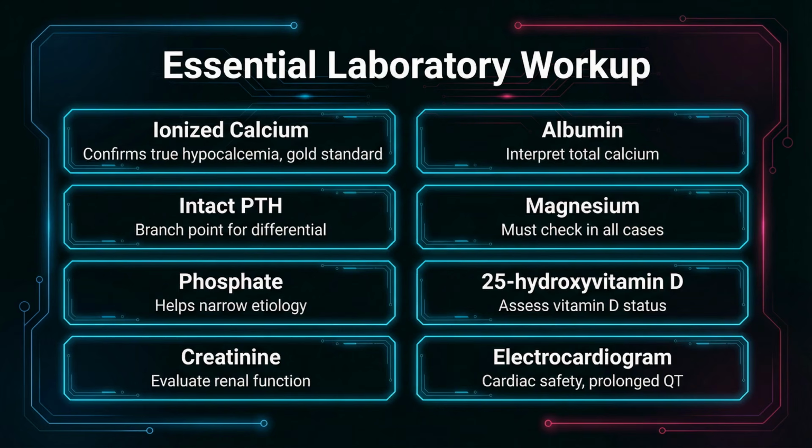Your essential laboratory workup should include ionized calcium to confirm true hypocalcemia, albumin to interpret total calcium, intact parathyroid hormone as your branch point, and magnesium, which must be checked in all cases. Also check phosphate to help narrow the etiology. Elevated phosphate points toward chronic kidney disease or hypoparathyroidism, while low phosphate points toward vitamin D deficiency, a simple but powerful differentiator. Check 25-hydroxyvitamin D to assess vitamin D status, creatinine to evaluate renal function, and an electrocardiogram for cardiac safety and to check for a prolonged QT interval.